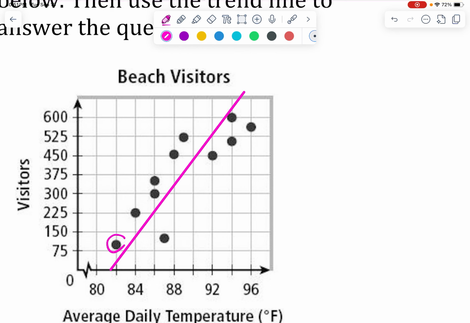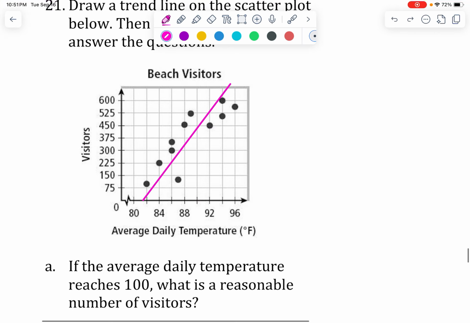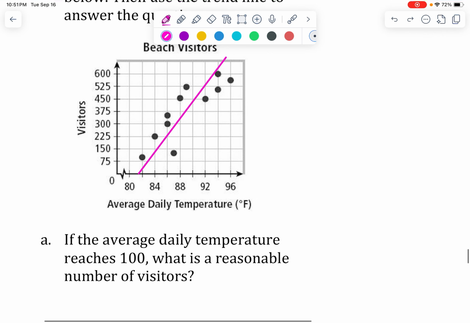You do not need to try to figure out what these points are and put them into Desmos. That is totally not expected of you. If you want to, then you can try, but it's not necessary. All right, so it says if the average daily temperature reaches 100, what is a reasonable number of visitors?